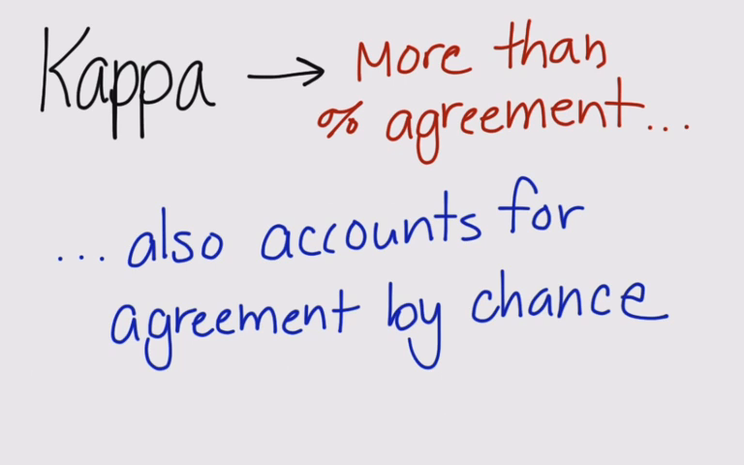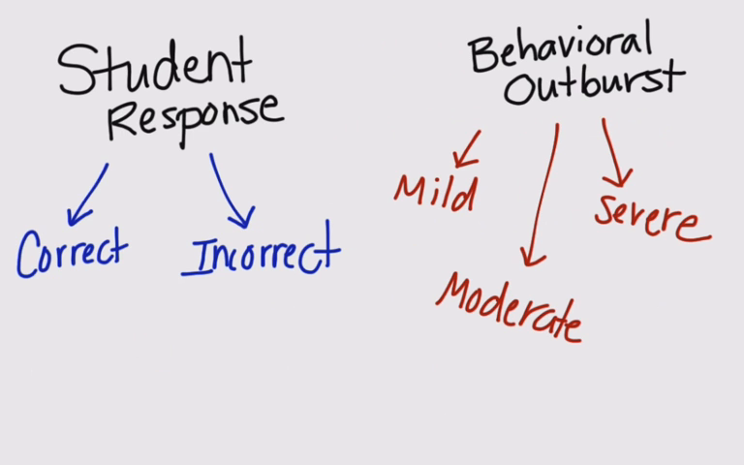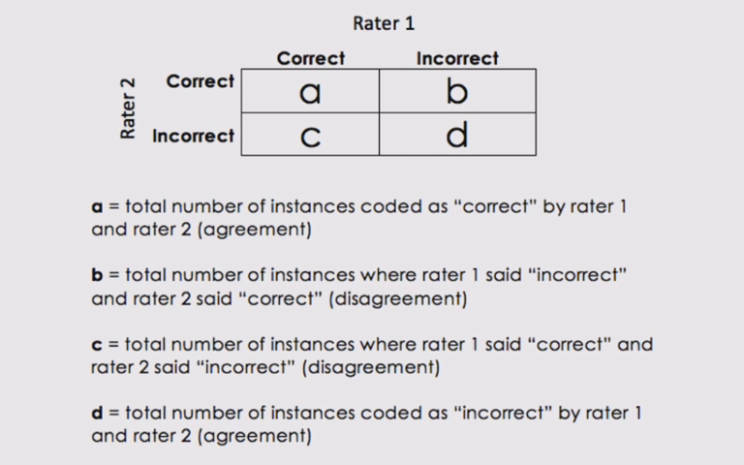So with Kappa, it's more than just percent agreement, like it was in the other methods I had shown you. It also accounts for any kind of agreement by chance. So if we think about student response, we can only pick either correct or incorrect. So there's got to be a small chance that we might have just by chance picked the same one. Kappa takes that into account.